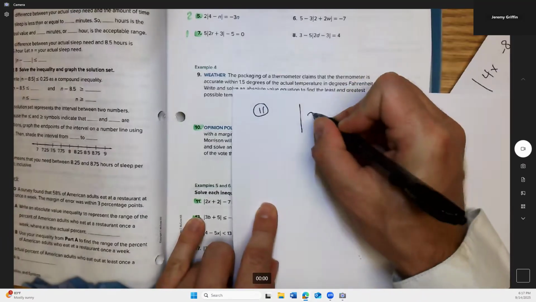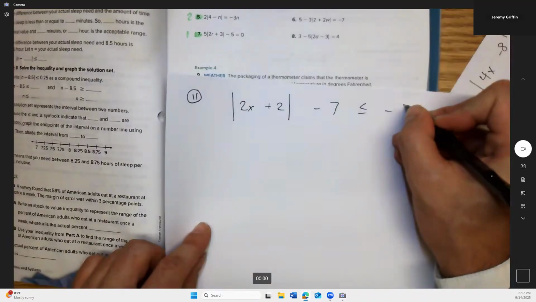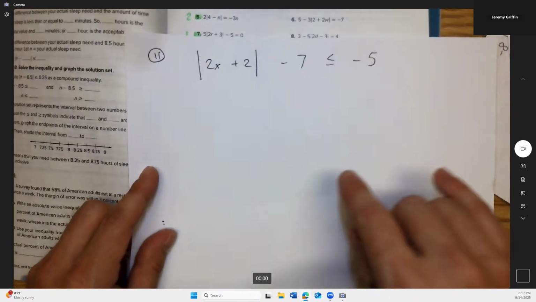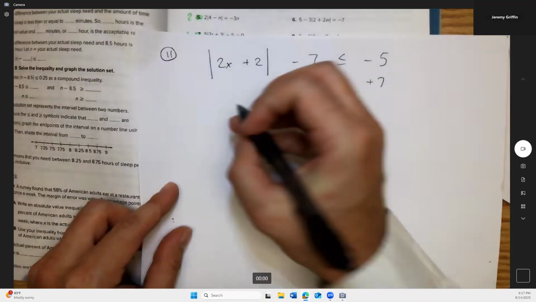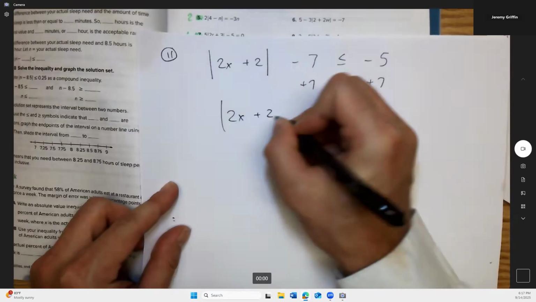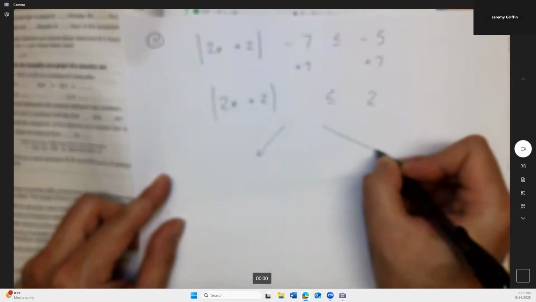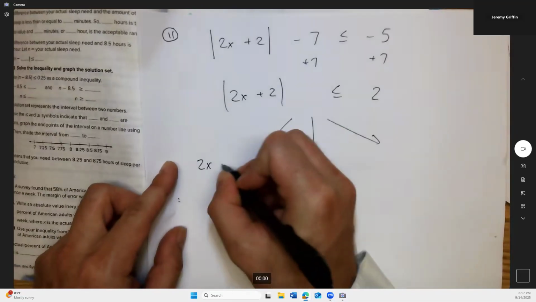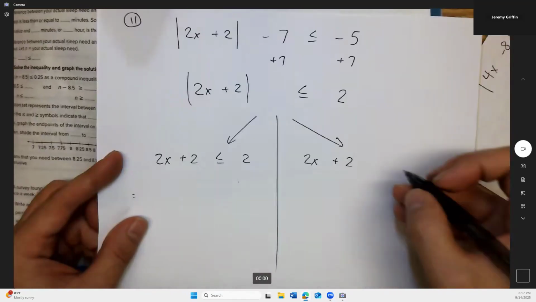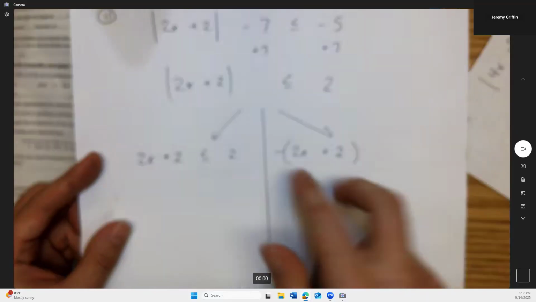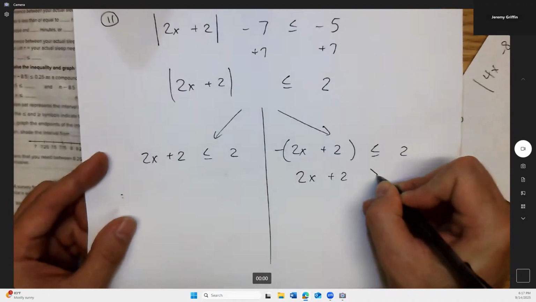I got absolute value 2x plus 2, minus 7, is less than or equal to negative 5. So plus 7, plus 7. You get absolute value 2x plus 2 is less than or equal to 2. This splits into 2x plus 2 less than or equal to 2, or the negative of that, 2x plus 2 greater than or equal to negative 2.